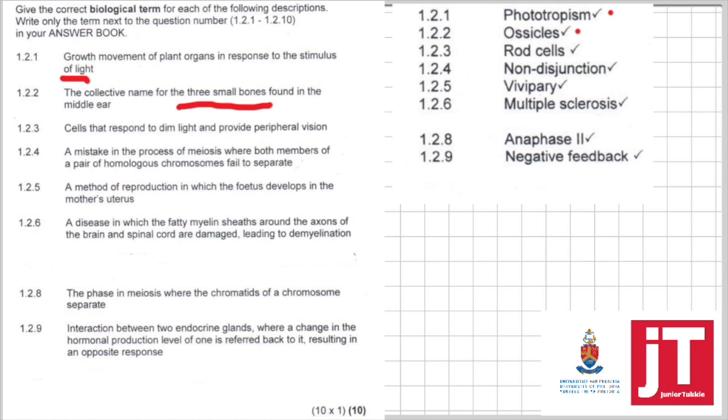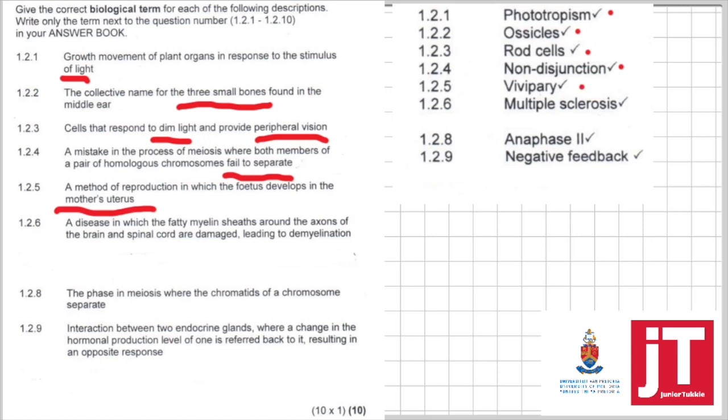It said collective name. Okay. 1.2.3. Cells that respond to dim light and provide peripheral vision, we know that is the rod cells. 1.2.4. A mistake in the process of meiosis where both members of a pair of homologous chromosomes fail to separate. We know this is non-disjunction. 1.2.5. A method of reproduction in which the fetus develops in the mother's uterus. Develops in the mother's uterus, that is vivipary.